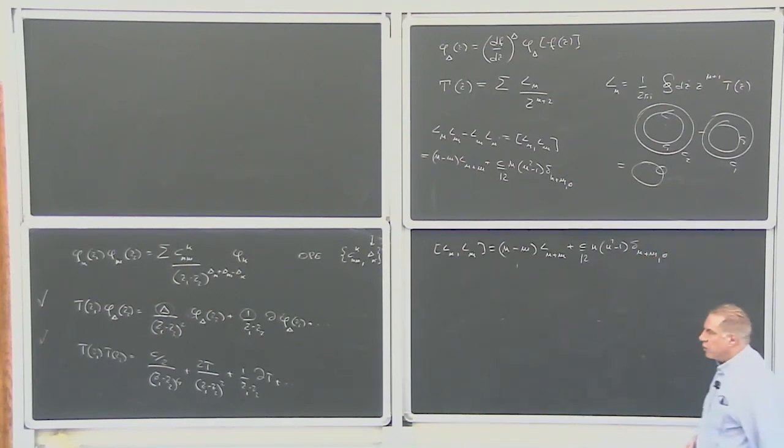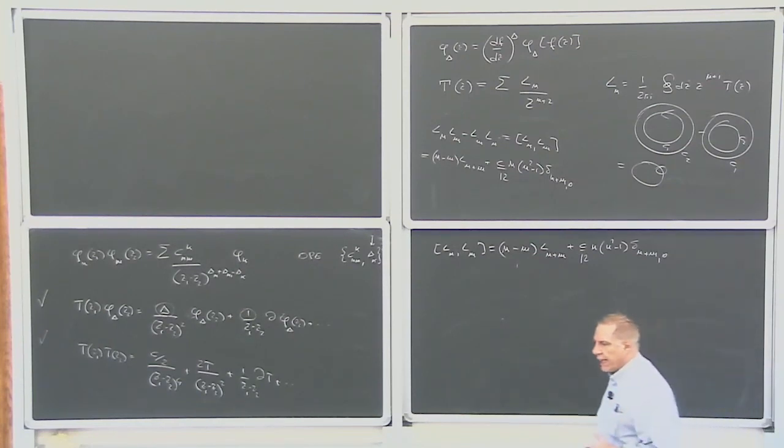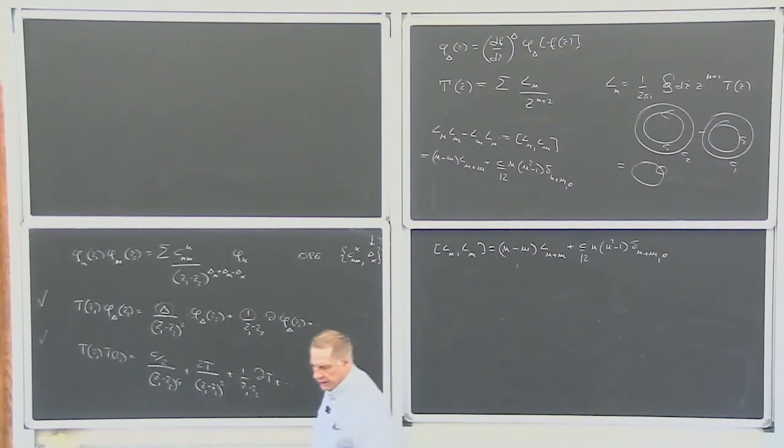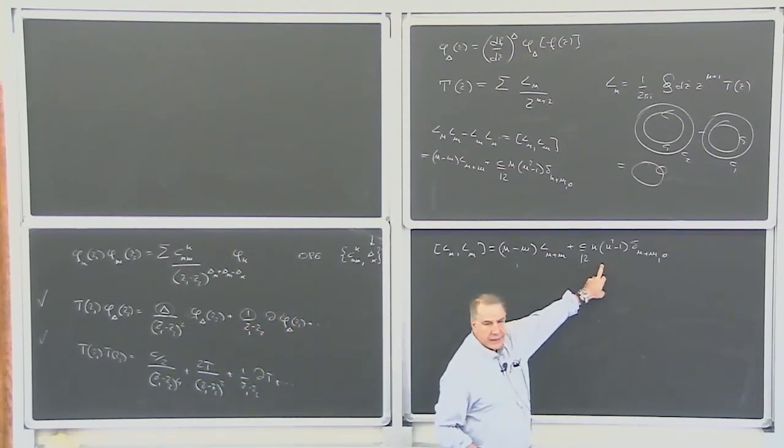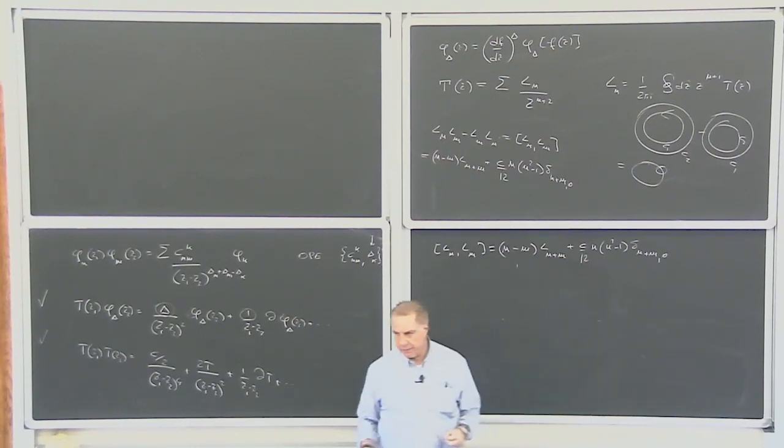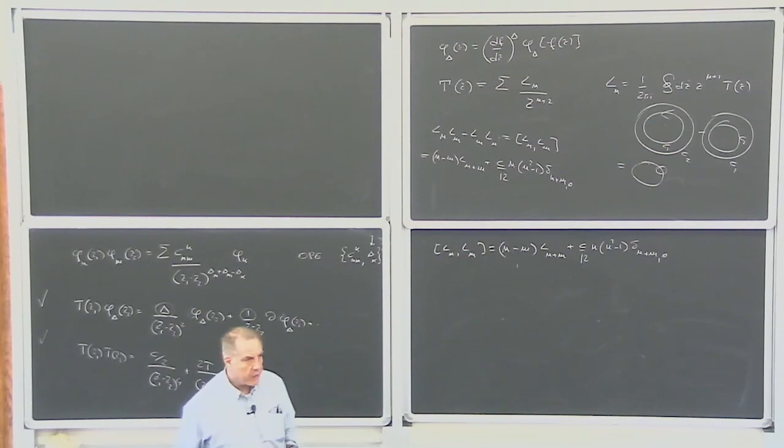From this point of view, we realized that this is a quantum version of the conformal algebra that we discussed in the first lecture. So the only difference is that there is an extra term which is called central extension over the algebra. Okay?